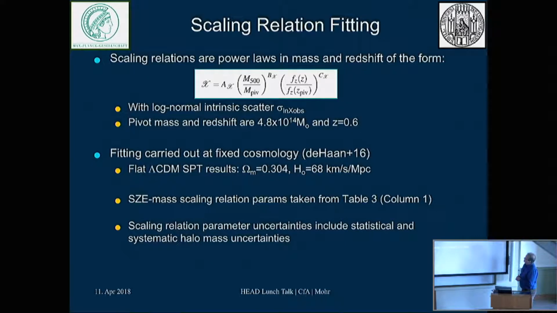The scaling relations, oh sorry, one more preliminary. We're fitting these power law scaling relations. Here's a characteristic form where the X-ray observable is equal to some normalization parameter A times some mass to the B power times some redshift function to the C power. In each case we include the measurement uncertainties directly, and then we solve for some intrinsic scatter in each of these different scaling relations.